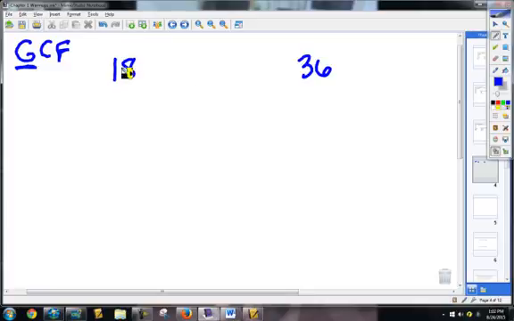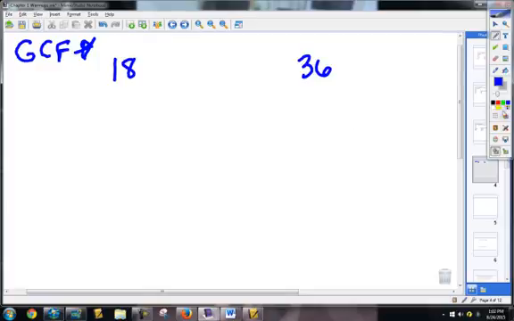Okay, but then we want to know the biggest one they have in common. For instance, we know that both 18 and 36 have a factor of 1. That is a common factor that they share, because we know that 18 is divisible by 1 and 36 is also divisible by 1. So that is a CF, or a common factor, but when we're doing this skill, we are looking for greatest common factor. So it's not just about finding one, it's about finding the biggest one.